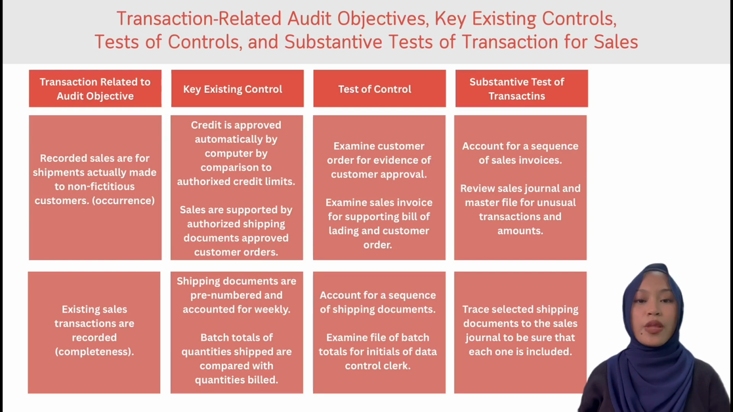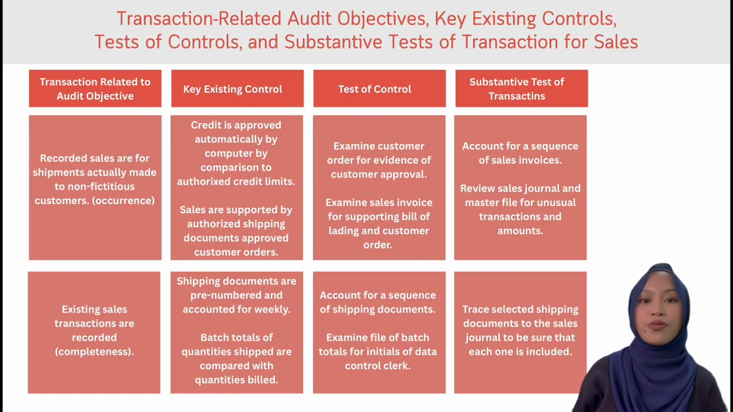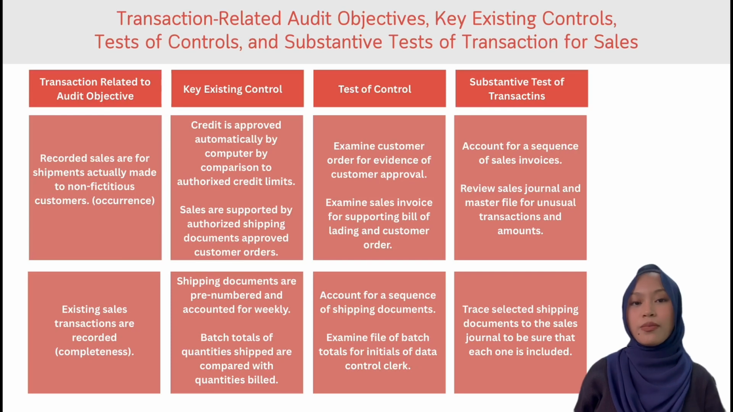In the next step, auditors perform substantive tests. They check the sequence of sales invoices to make sure none are missing or duplicated. They also review the sales journal and master file to spot any unusual transactions or amounts.